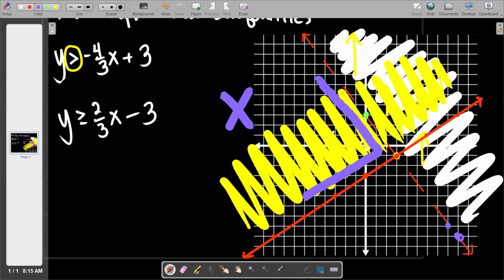Is that purple X inside the solution to this problem? No, it's only in one of them. And the same can be said of this purple X over here. And of course, this purple X down here is no good. It's not in either of them.